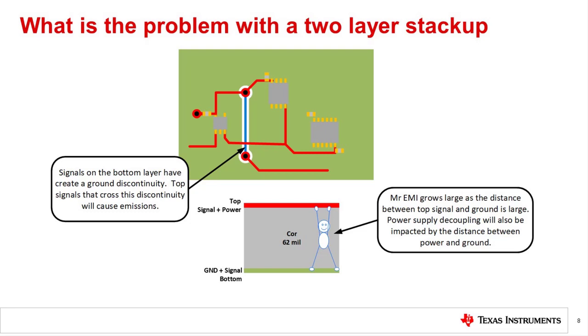Another issue occurs because the top and bottom layers are physically separated by a significant distance. A typical board thickness for a two-layer board is 62 mils. This thickness is significantly greater than the distance between the top layer and the core on a four-layer board.